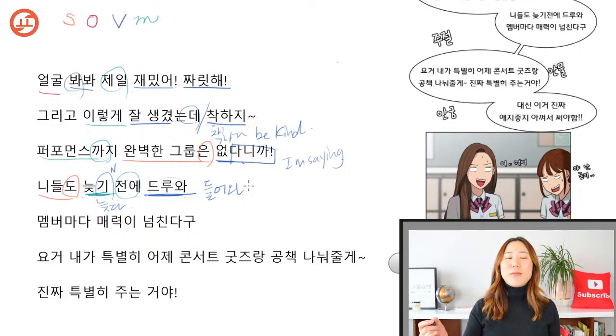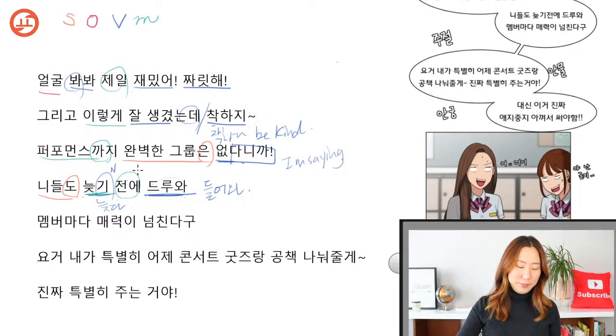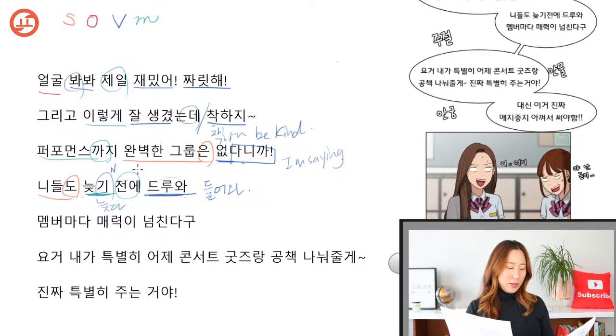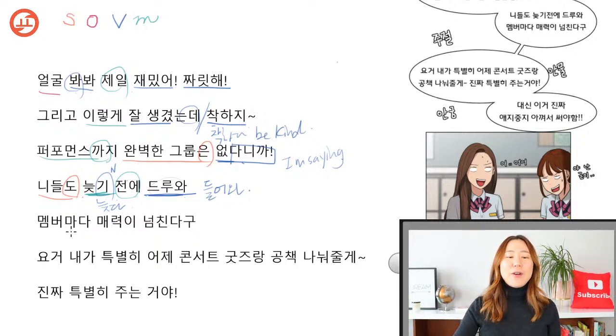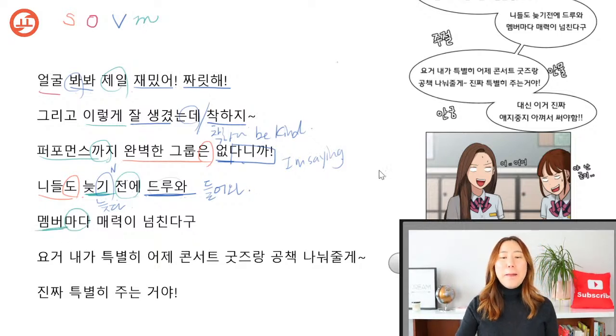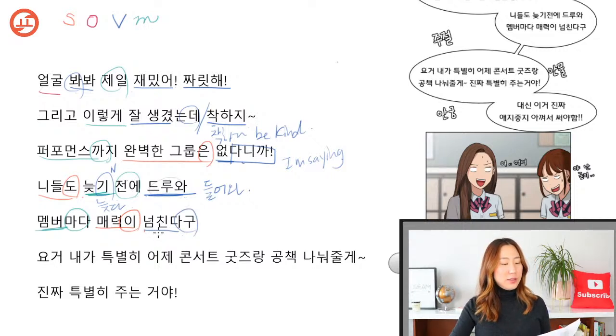Maybe she's talking about fan group. Maybe that's what it means. 입덕 point is like a fan group club or something like that. 멤버마다 each member 매력이 charm is what? Overflowing. 다고. I'm saying. This one is also 다고. But they're making it sound like 다구.